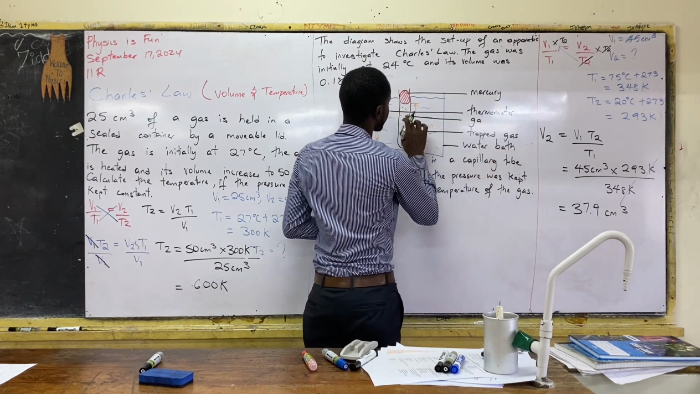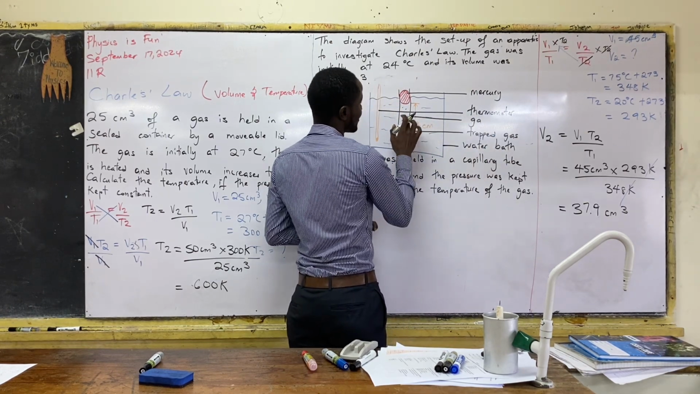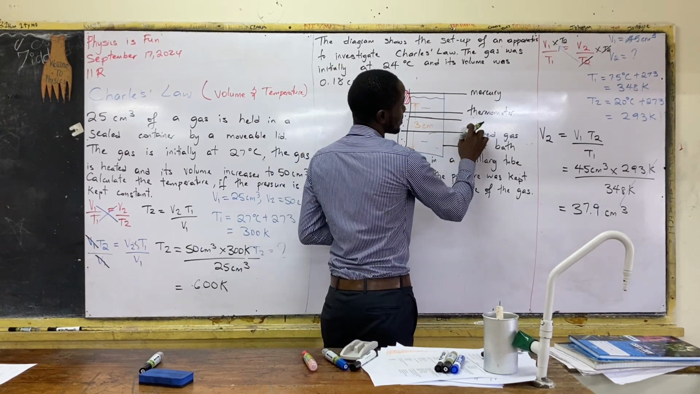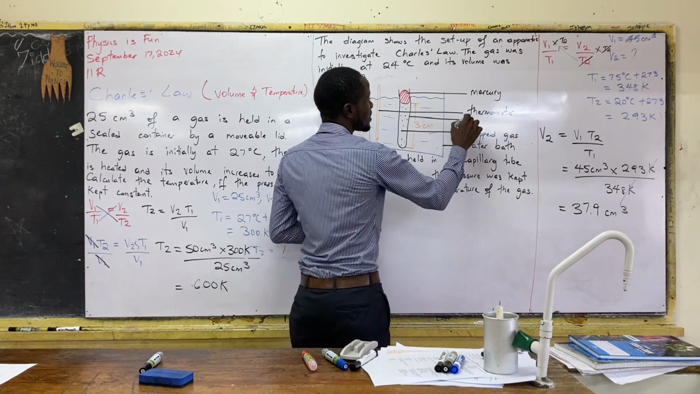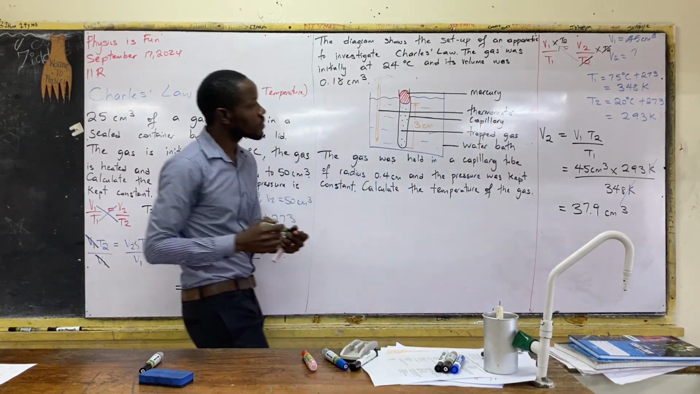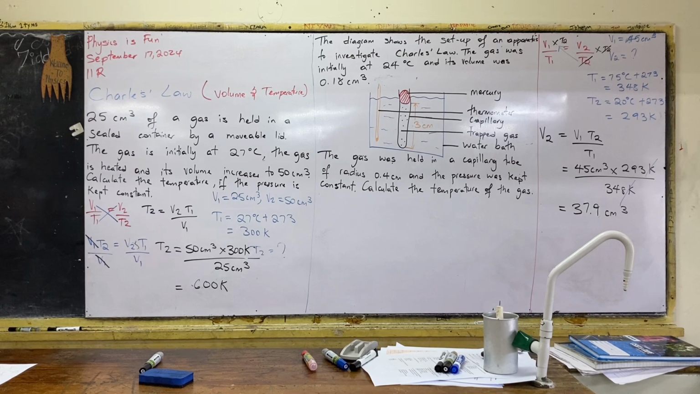Assume that you can see it. And this is our capillary. Again, as I said, while you're working this question, you're also being familiarized with the diagram to investigate Charles' law, to draw it or even label it.